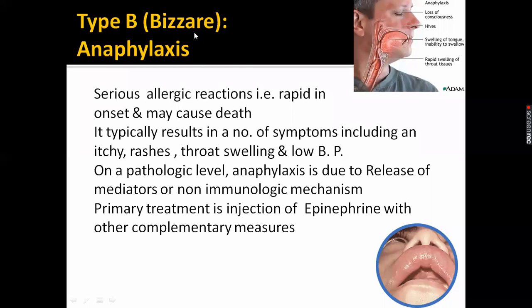Anaphylaxis is a serious type of allergic reaction that is rapid in onset, may cause death, and typically results in a number of symptoms including itchy rash, throat swelling, low blood pressure. All these things are seen. On a pathological level, anaphylaxis is due to the release of the mediators.